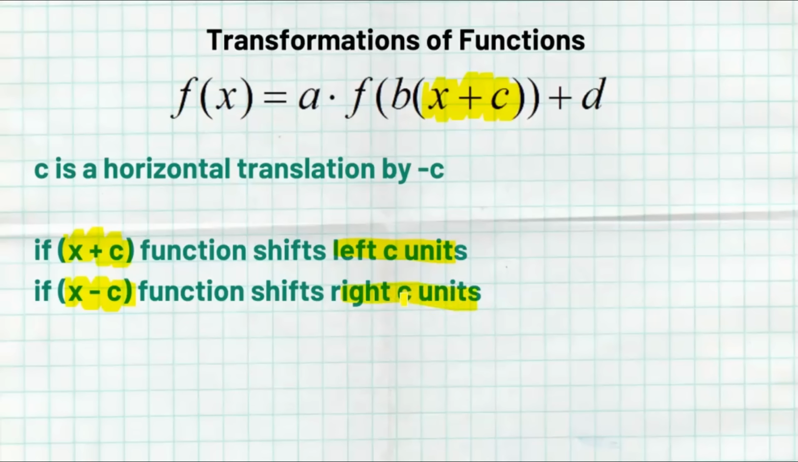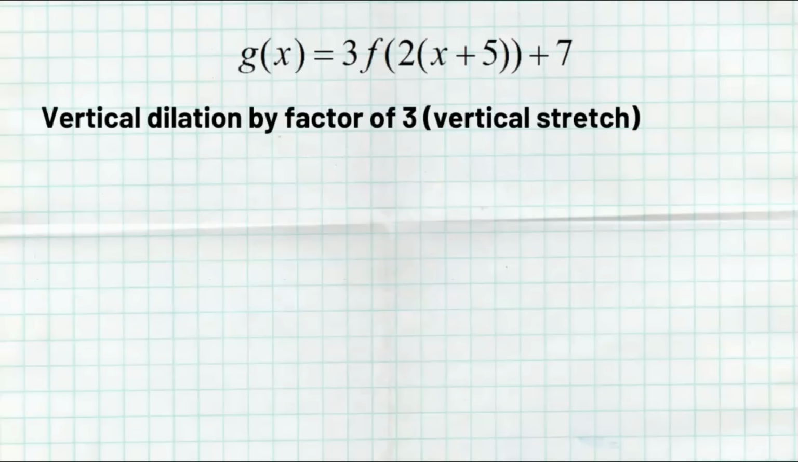So it's kind of opposite of what it says, and that's why generically we say that it's going to move you negative c units. So if it's plus c, you're going left. If it's a negative c, you're going to do a negative of a negative, which is a positive, move you to the right. All right, so let's look at a quick example of exactly what I'm talking about here.